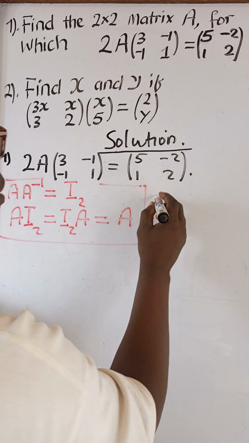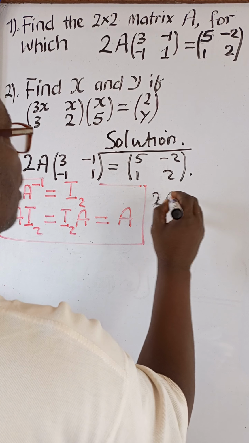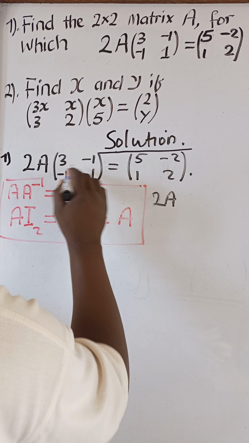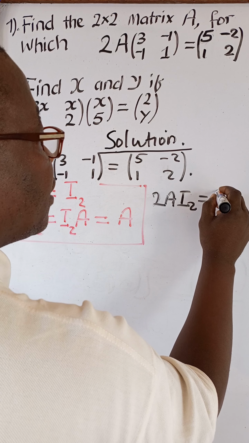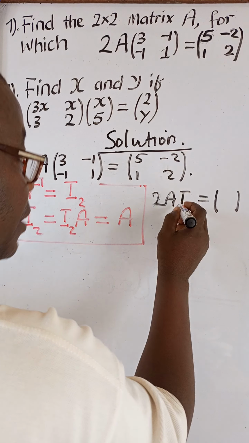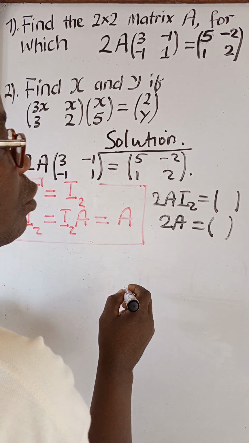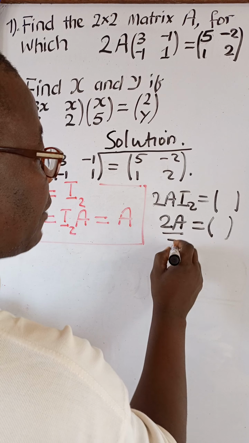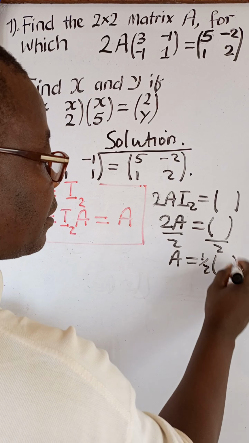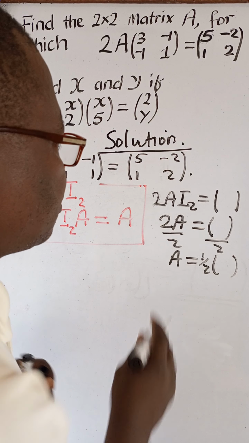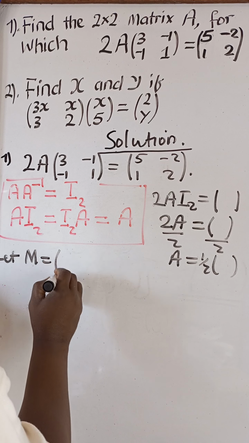So what I'm saying is we'll obtain something like this: after post-multiplying both sides by the inverse of this, 2AI will give us the matrix that we have here. Remember, any matrix multiplied by the identity matrix is just the matrix itself. So we'll have 2A equal to that. Finally, we divide both sides by 2 to have the matrix A, which will be a half of this other matrix. Okay? So that done, we will now proceed to find the inverse of this 2 by 2 matrix.